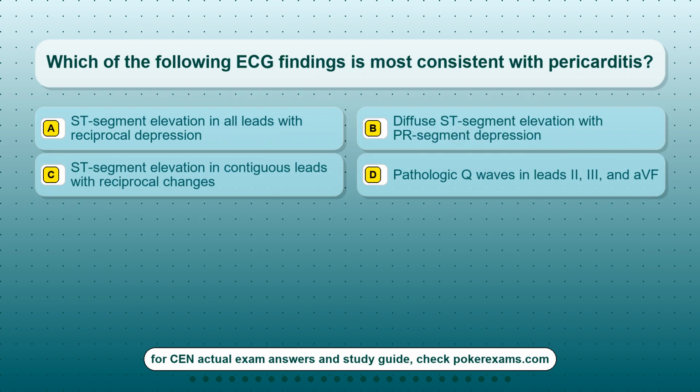Question 18. Which of the following ECG findings is most consistent with pericarditis? Option A, ST-segment elevation in all leads with reciprocal depression. Option B, diffuse ST-segment elevation with PR-segment depression. Option C, ST-segment elevation in contiguous leads with reciprocal changes. Option D, pathologic Q waves in leads II, III, and aVF.